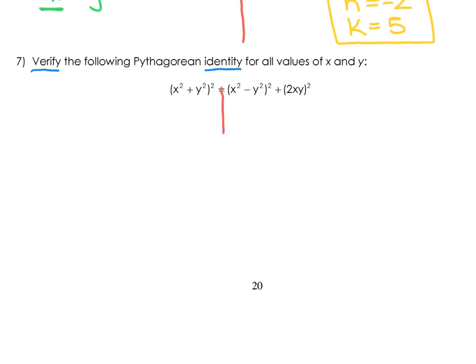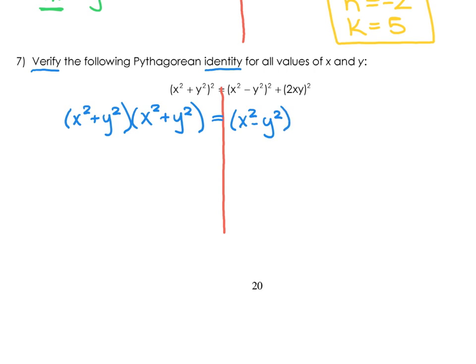And so we're going to go ahead and put up our wall. Remember that we can't cross it. And I see something I can do on the left-hand side here with that binomial squared. And I know that means x squared plus y squared times x squared plus y squared. Okay. On the other side, I get another binomial squared, so we can go ahead and write that one out twice too. This might be one of those ones where we have to tweak the left side and the right side to get them to match.